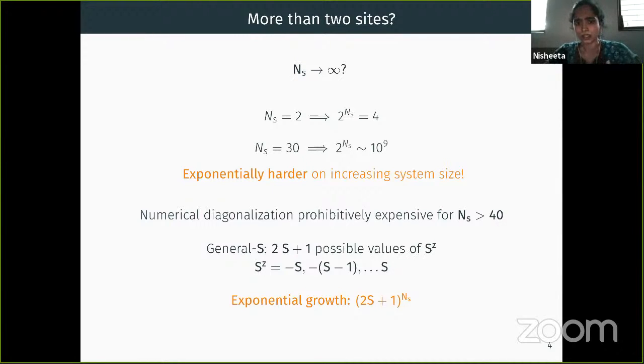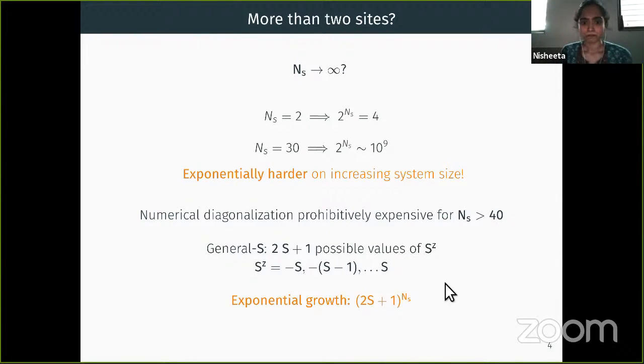And that's why you can reduce the dimensionality using some symmetries, but even then, numerical diagonalization is prohibitively expensive when the number of sites is more than 40. And this is just for spin a half. If you have higher S, it's even worse. The growth is as 2S plus 1 to the Ns, so that's even worse.